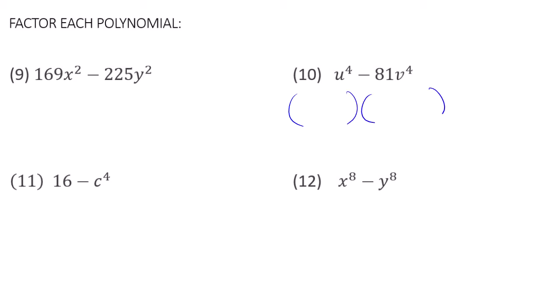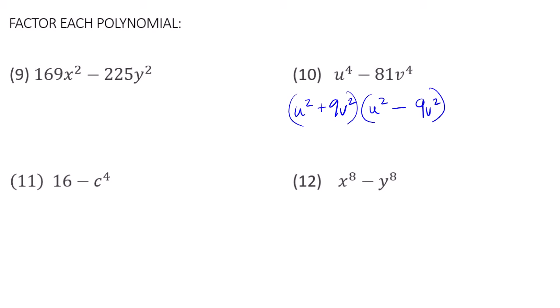So I'm going to set up these parentheses. So u to the 4th, the square root of that is u squared, right? What multiplied by itself equals u to the 4th, and that would be u squared by u squared, right? So basically you just divide the exponent in half. Okay, so I'm going to put that here and here, right? This times this equals this, so that makes sense. Okay, then I'm going to take the square root of 81v to the 4th, which is 9v. Okay, so 9v squared, I should say. All right. Okay, then I'm going to have a plus and a minus.